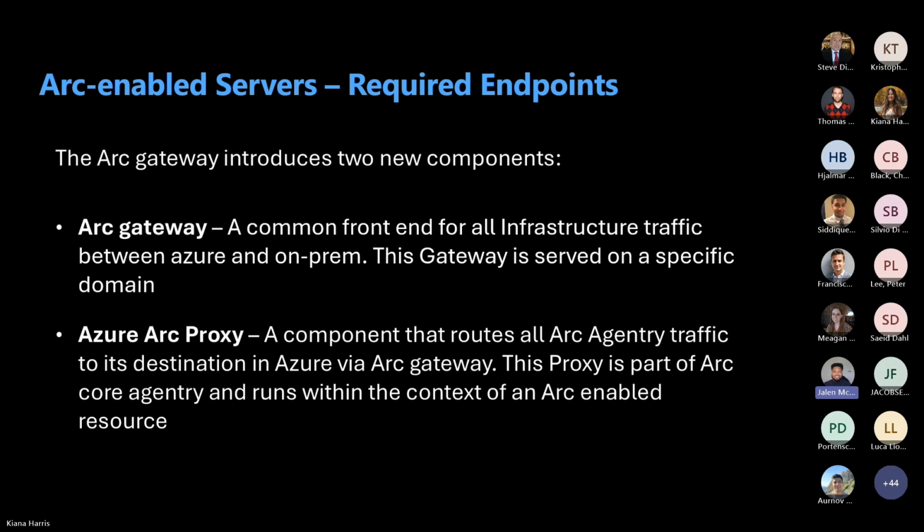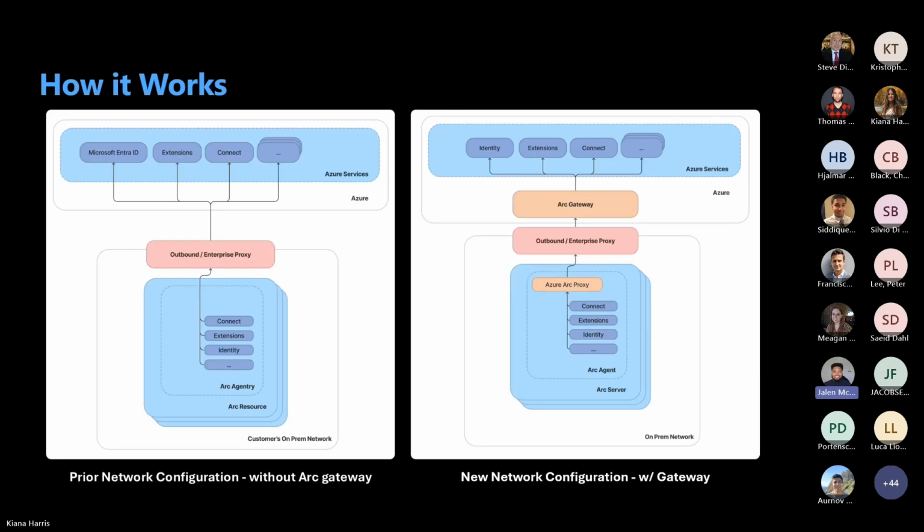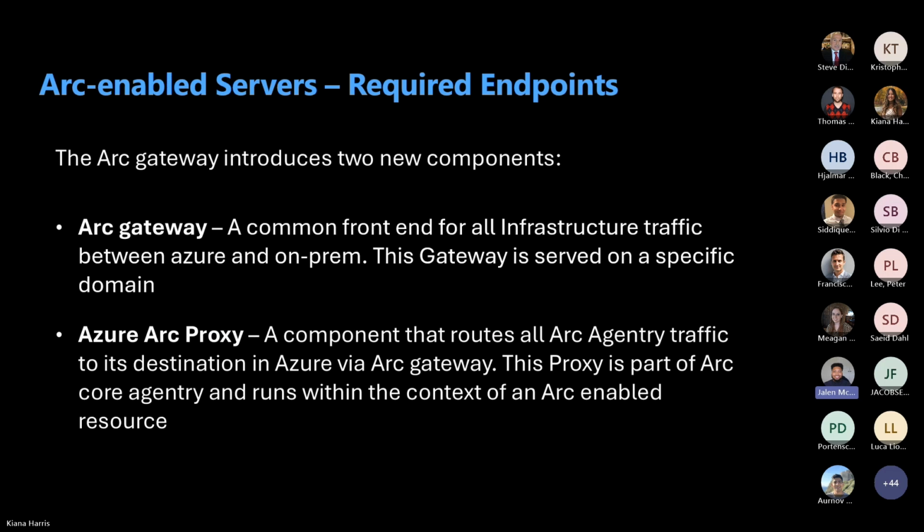And this serves as the common front end for all of your infrastructure traffic between Azure and on-prem. And this gateway is served on a specific domain. So once you create your gateway resource, each customer's gateway will have its own gateway URL. And then that gateway URL is one of the few that you then allow in your proxy or firewall. And I have a graphic on the next slide that will go into more detail, but, oh, you can go back, sorry about that. I referenced the next one. But so that's the first component, the Arc Gateway in the cloud.